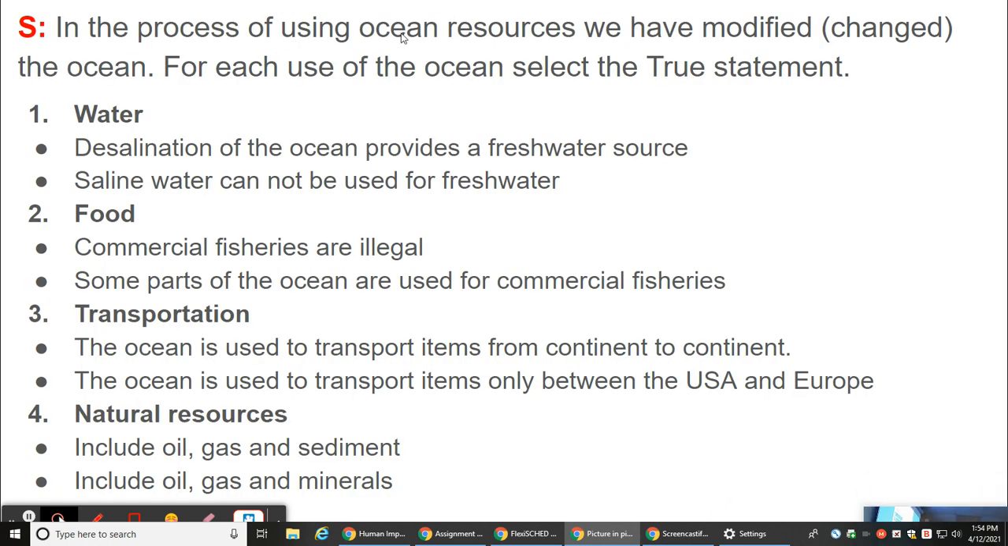In the process of using ocean resources, we have modified, changed the ocean. For each use of the ocean, select the true or false statement.